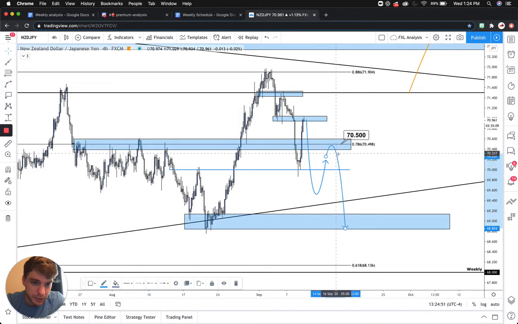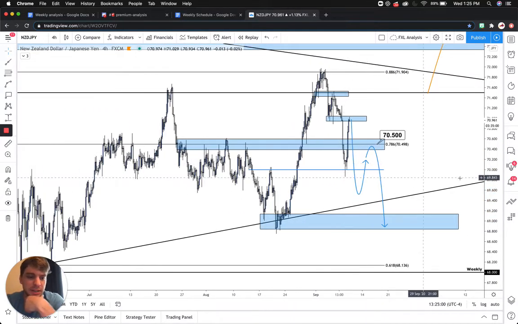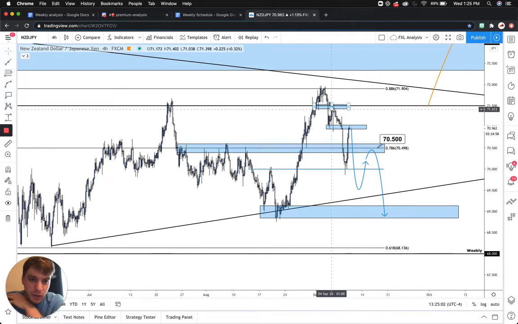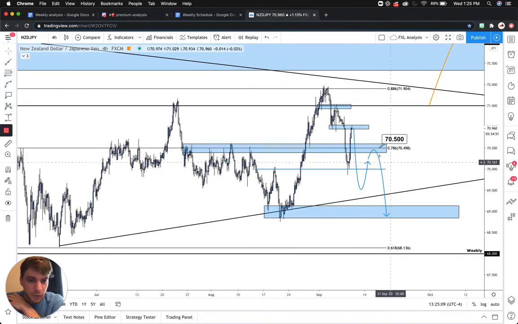Okay, so this is what we need to see for us to get into a high probability conservative trade. I want to see a lower high below 70.5. So now what this says to me is that this is a strong 1 hour bearish trend if this happens, right? And now we're starting to break some 4 hour levels.